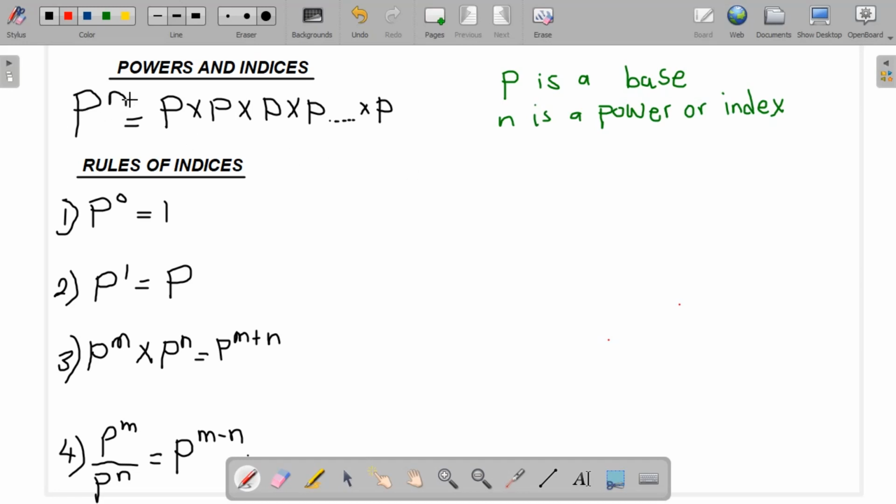If you have, for example, p to the power n, which simply means this number p is a base, and n is a power or an index.